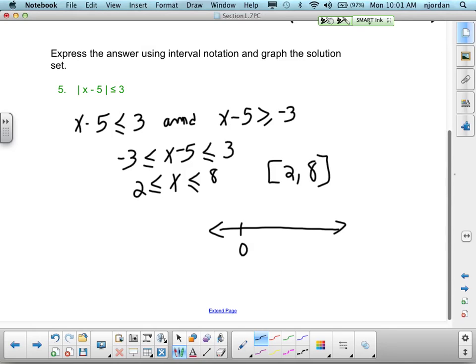Here's my 0, here's my 2, here's my 8. Let's just validate this as well. The shading is going to be in between those. And then again, for the absolute value of x minus 5, if we pick values in between there, let's pick x equals 6. Is the absolute value of 6 minus 5 less than or equal to 3? Of course it is. If we pick 0, 0 minus 5, the absolute value of negative 5 is not less than or equal to 3. So you can just double check that.